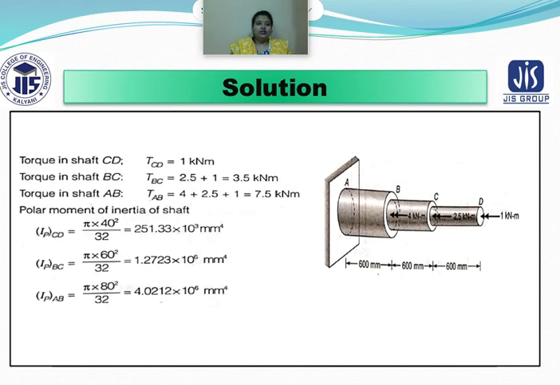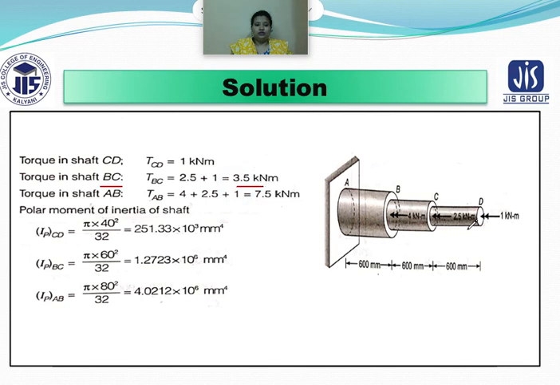So initially the torque has been given. If you consider only the CD, then your torque is how much? 1 kilonewton. But when you are considering the torque in the shaft BC, you see this 2.5 kilonewton is there, along with this 1 is also there. So your total torque in the shaft for BC is what?